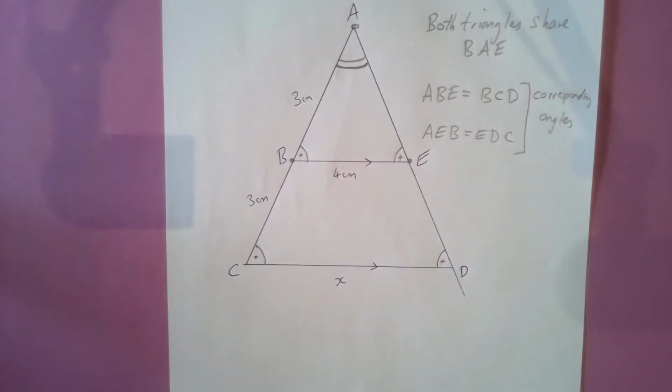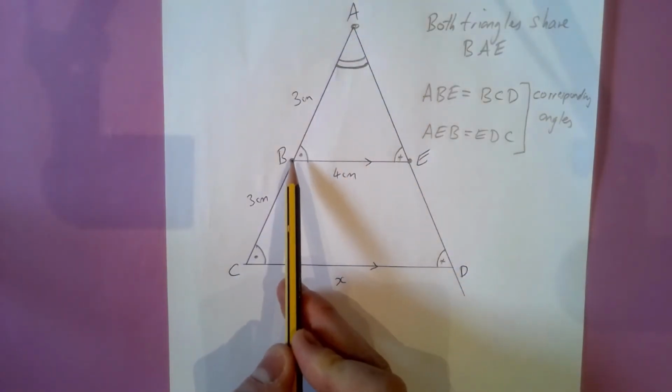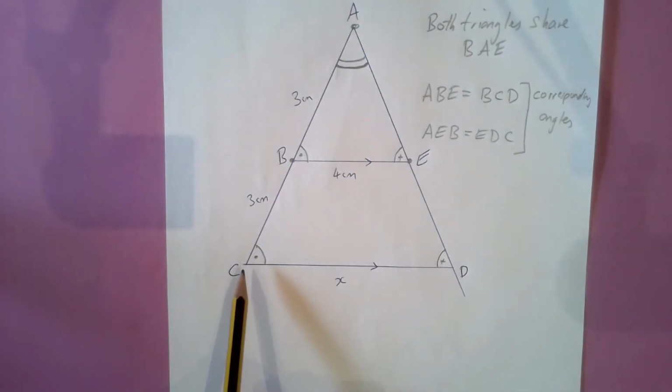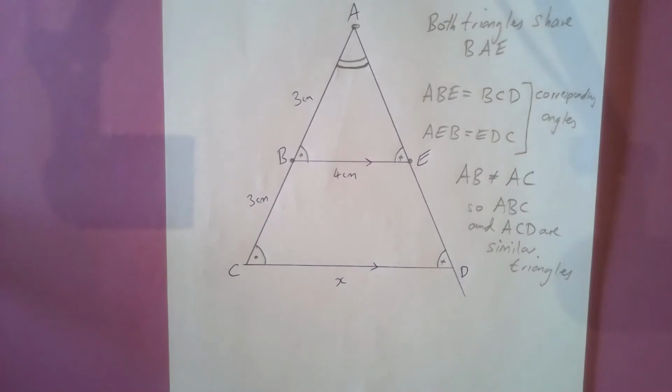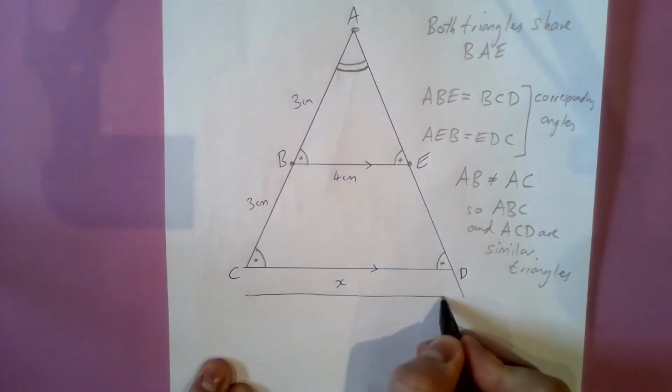The triangles are not congruent because AB is the side of one, whereas AC is the side of the other. So they're not the same size sides, so we must have similar triangles. For part B, we need to find the value of x, and that is the length all the way across the bottom.